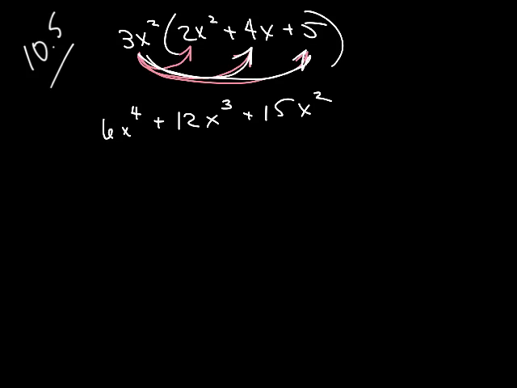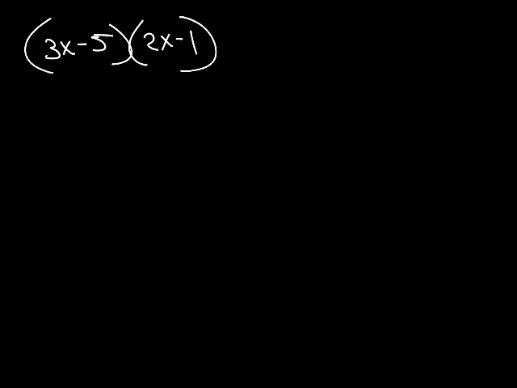Okay, so when we multiply polynomials that are grouped with parentheses, and we have something like this times 2x minus 1, that means we're multiplying this whole thing times this whole thing. And our answer is not just 3x times 2x and negative 5 times negative 1. It's a little more complicated than that.